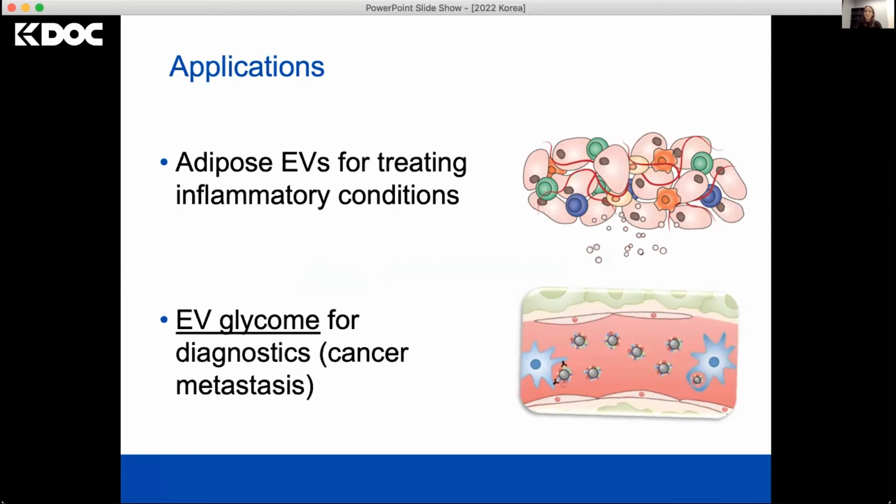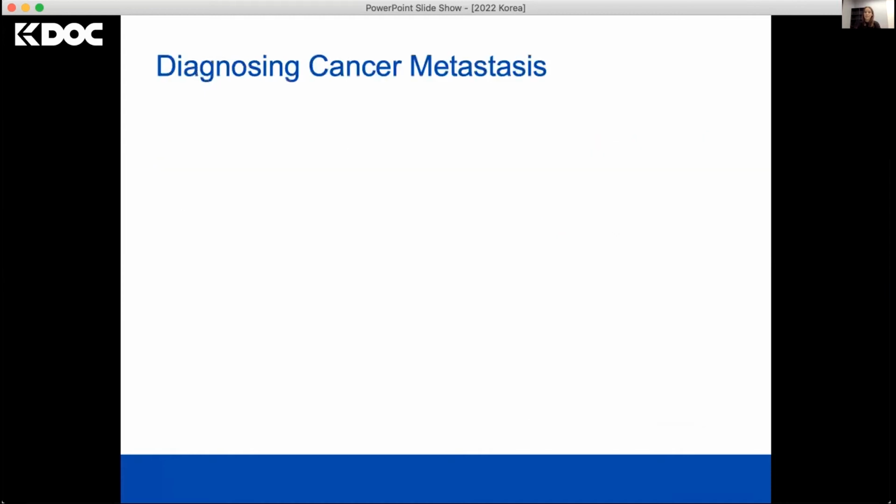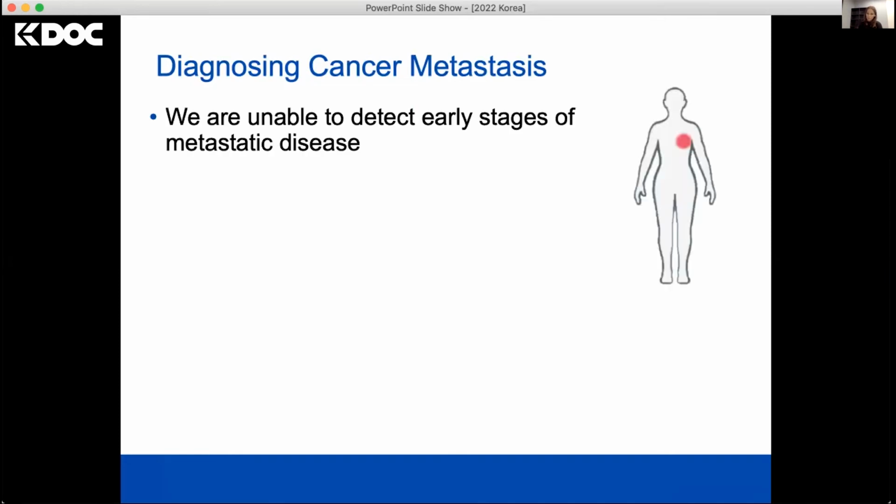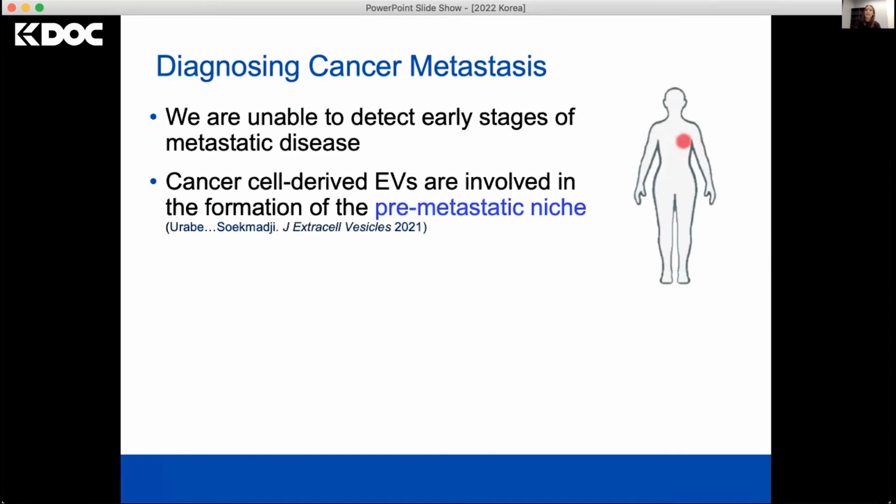On the diagnostic side, we've been looking at these glycans, like I mentioned. The reason we've been focusing on cancer metastasis is because, as you know, 90% of cancer deaths are due to metastatic disease. One of the problems is that we can't detect the early stages of metastatic disease. We usually catch it too late. And we know that these extracellular vesicles that are released from the primary tumor go into the blood and go to distant organs, and they are contributing to the formation of the pre-metastatic niche.